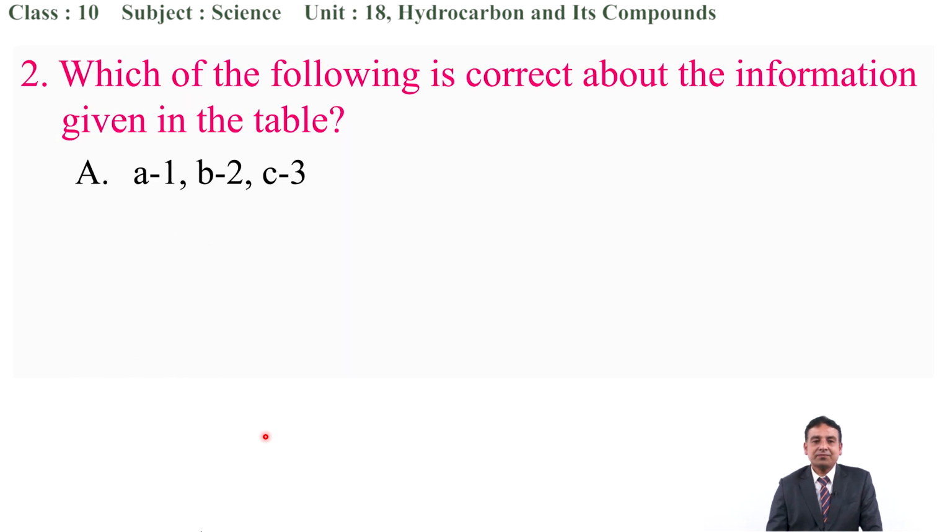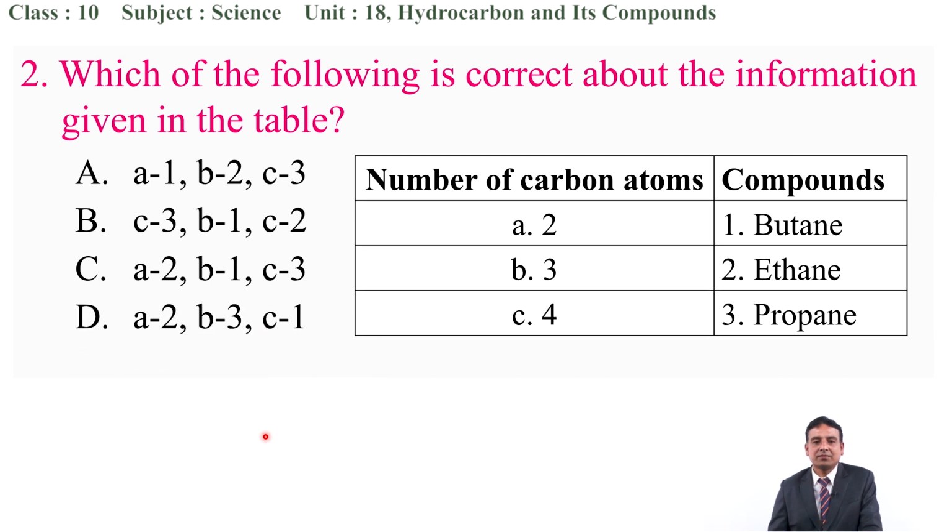Next one. Which of the following is correct about the information given in the table? There is a table in which some information about the number of carbon atoms as well as the name of the compound has been given. The first column represents the number of carbon atoms, and the second column represents the name of the compound related with the number of carbon atoms, because the names of the hydrocarbons are kept on the basis of the number of carbon atoms.